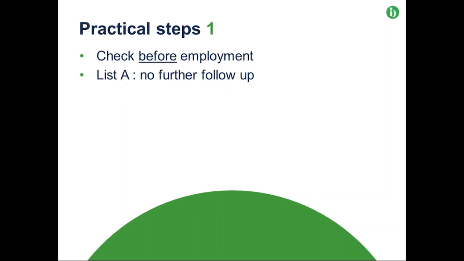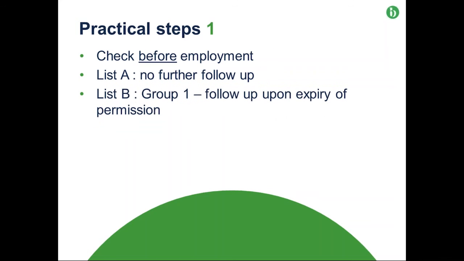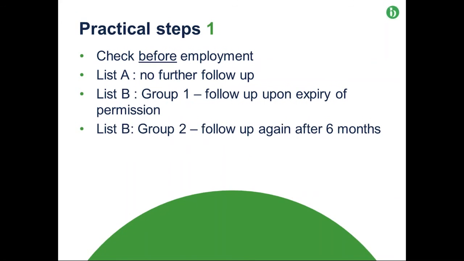If somebody's given you a list A document, then there isn't any further follow-up that you have to carry out when they're employed. If somebody's given you a list B group 1 document, then you do need to make sure that you follow up on the individual's right to work upon expiry of the permission that you've recorded. And if somebody has given you a list B group 2 document, you do need to follow up again after a 6-month period to make sure that you still have a statutory excuse you can rely upon in the event that somebody no longer has a right to work.